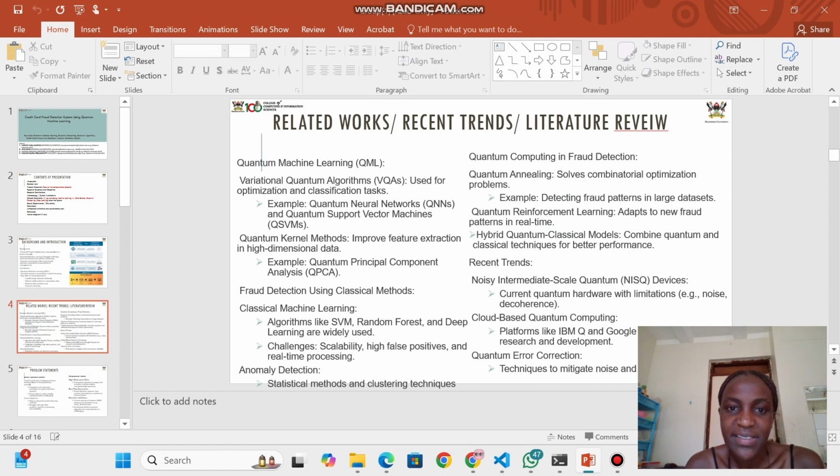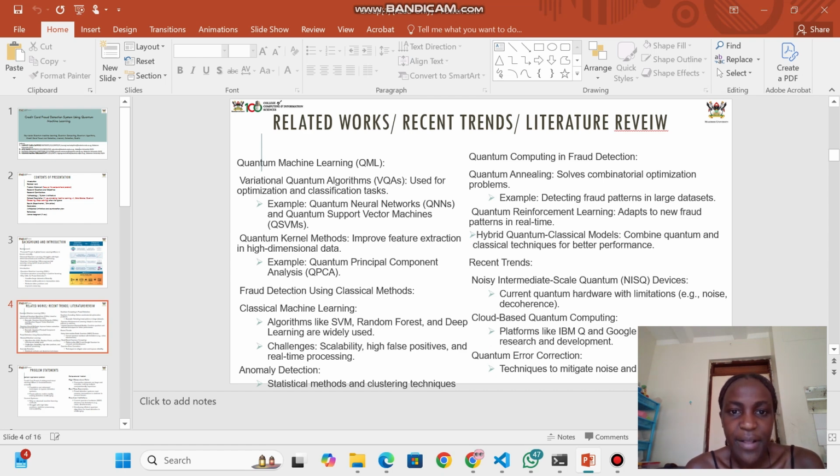Then the related works or recent trends. Now this is all about the research that's being carried out recently to improve or tell us more about quantum machine learning, how to make it better, the different styles they are using, different algorithms that they are using. So it's all recent trends.